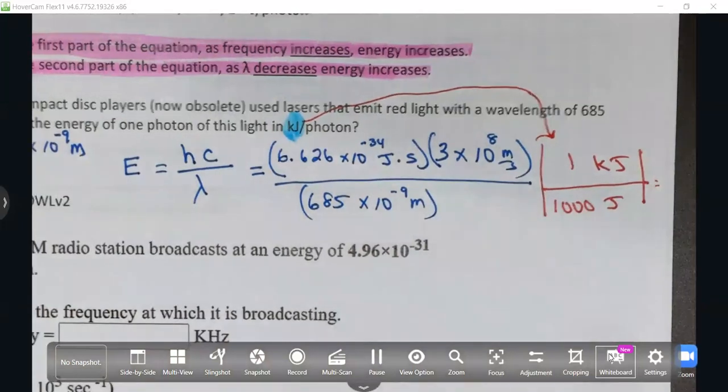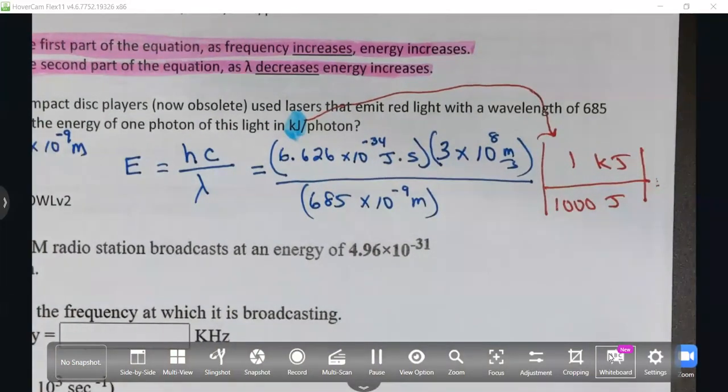Grab your calculator. Everybody's having a good day when they're using their calculator. Everybody's a winner when they're using their calculator. Try this on your calculator.